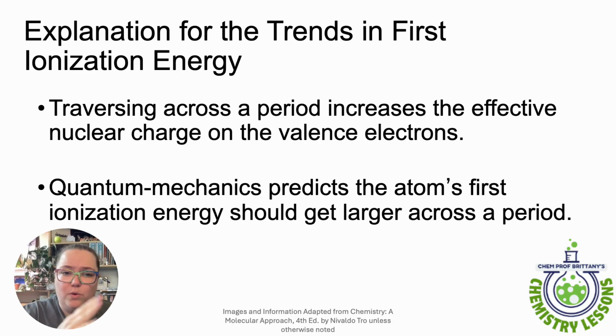All right, as we go across a period from left to right, the effective nuclear charge is increasing. So again, quantum mechanics predicts that the atom's first ionization energy should get larger across the period because we've got a bigger charge trying to hold in those electrons, and you have to undo that in order to ionize the atom.